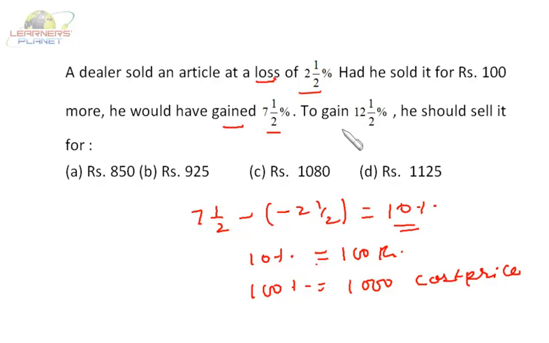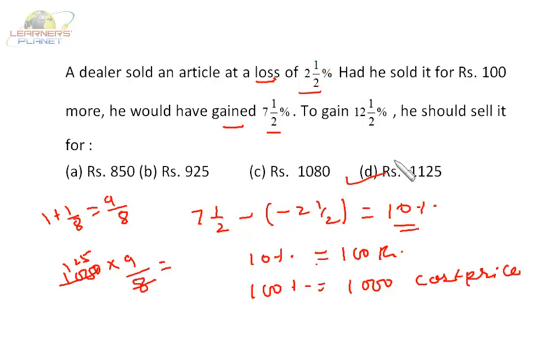Now we have to find the selling price for 12.5% profit. Now 12.5% is what? It is 1/8. So precisely we have to find 9/8 of this, that is 1 plus 1/8 is 9/8. So the selling price is 112.5% of cost price, or we can say 9/8 of cost price. So 1000 into 9/8. It's 125 into 9, or we can say 1125. I hope you are getting my point.